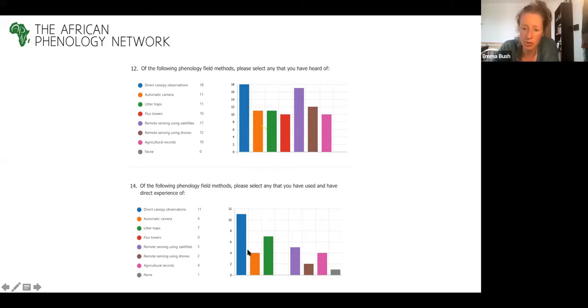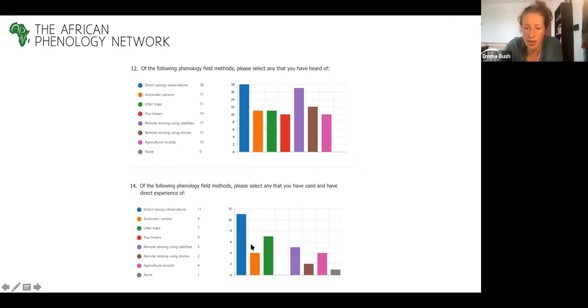methods. But if you look at the bottom graph, this is actually phenology field methods that you have used or had direct experience of. So we already know that direct canopy observations are the most common phenology field method amongst African field sites. I think there's many reasons for that. Culturally, it was the preferred method of the anthropologists and primate ecologists who often started phenology research on the continent. But also you don't need specialist equipment to do it. So any of us could go and start doing this method with just a piece of paper and a pencil and hopefully a pair of binoculars. So that is a really accessible method.